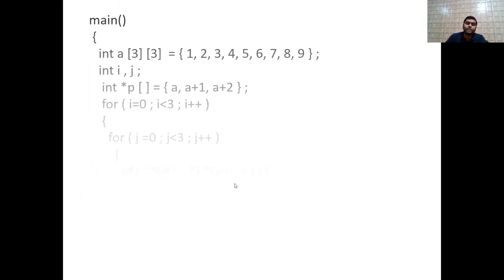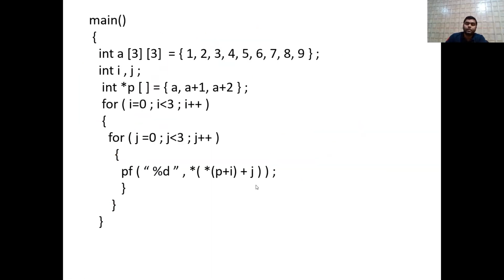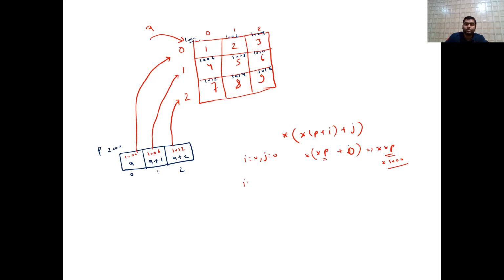Now next time the i value remains the same, i is 0, but the j value next time is 1. So now this will happen: star of star p plus 0.